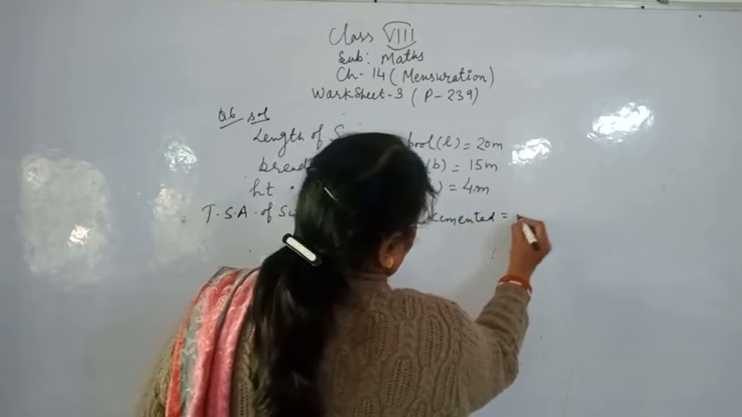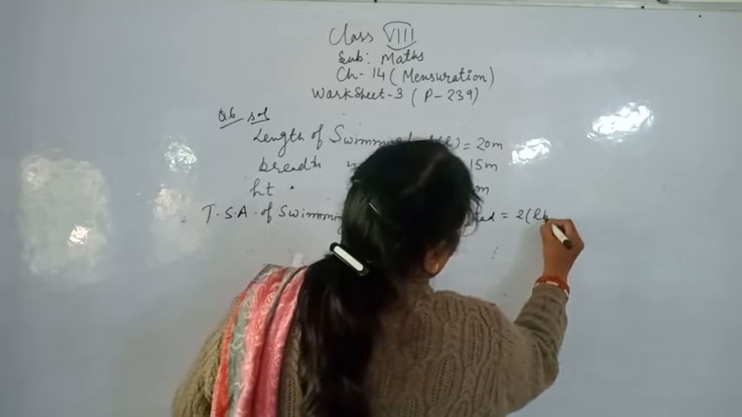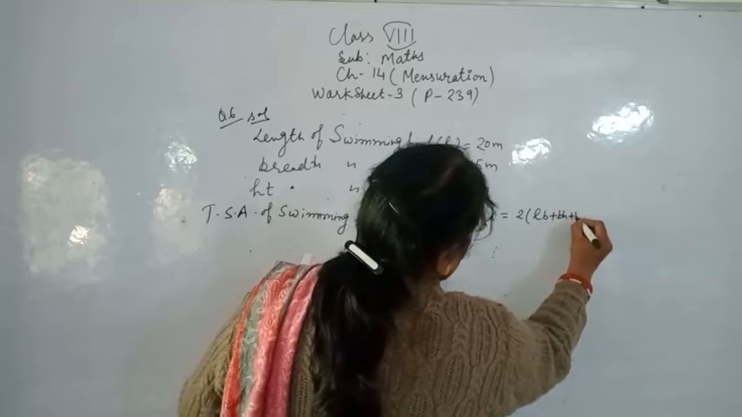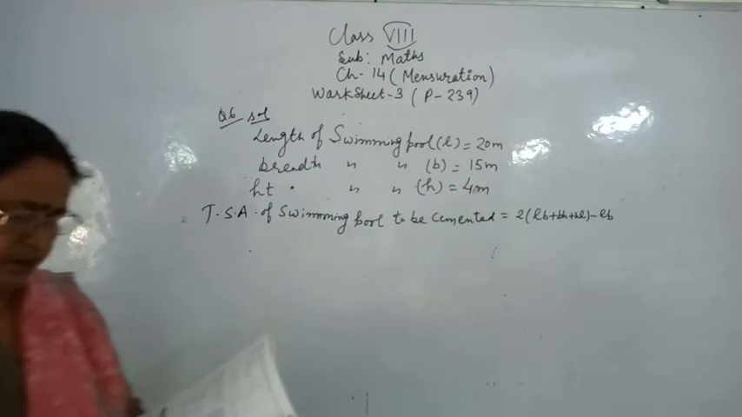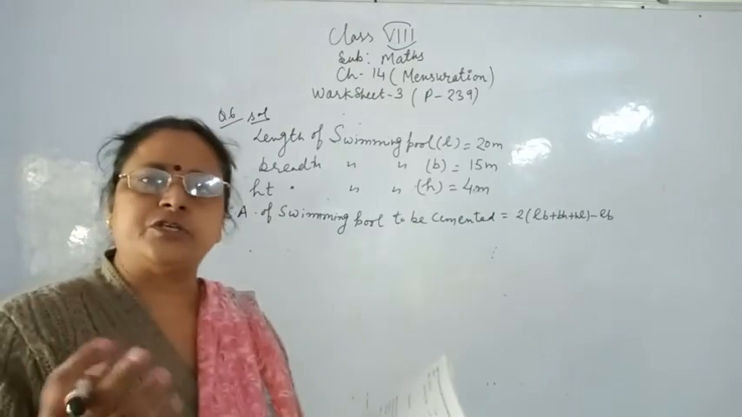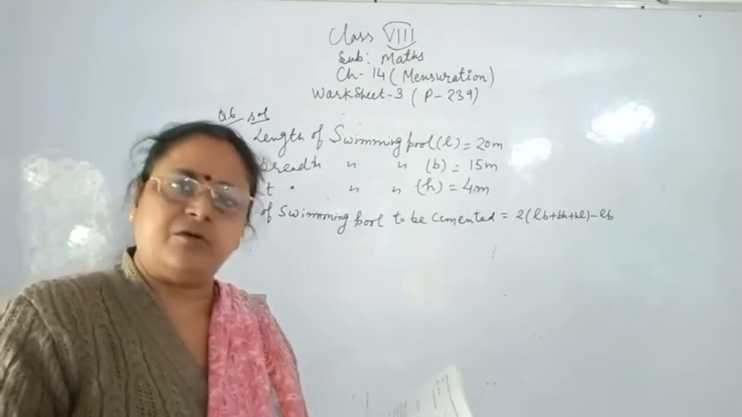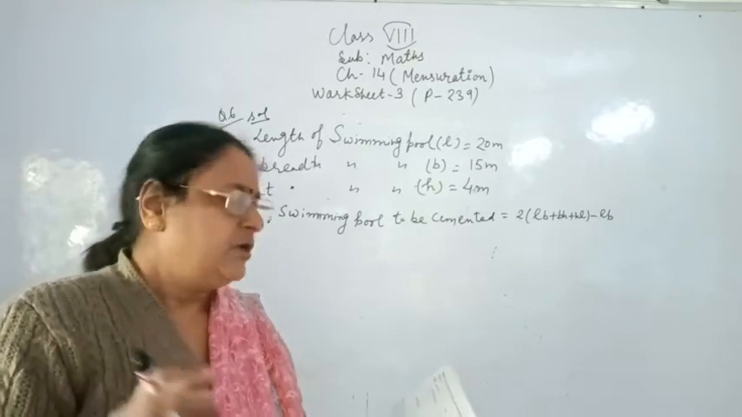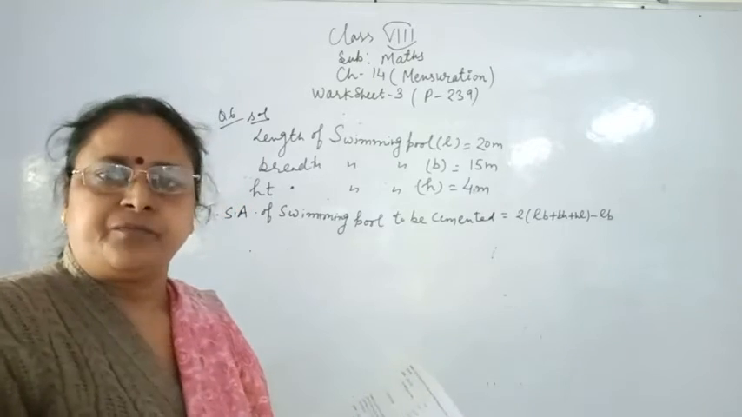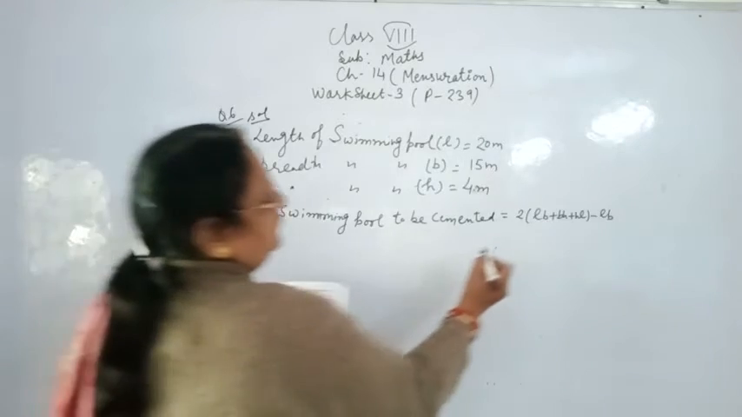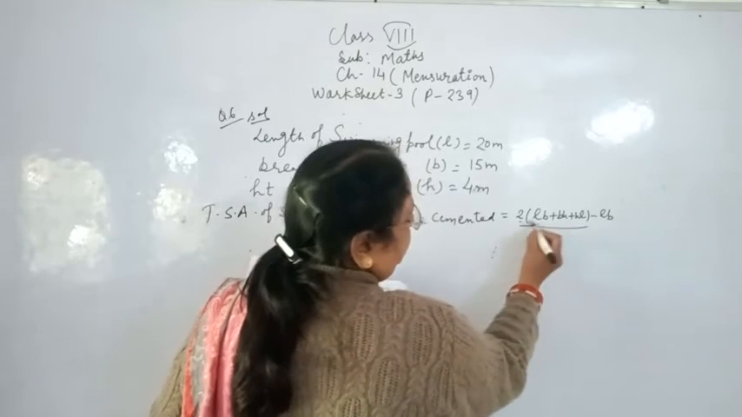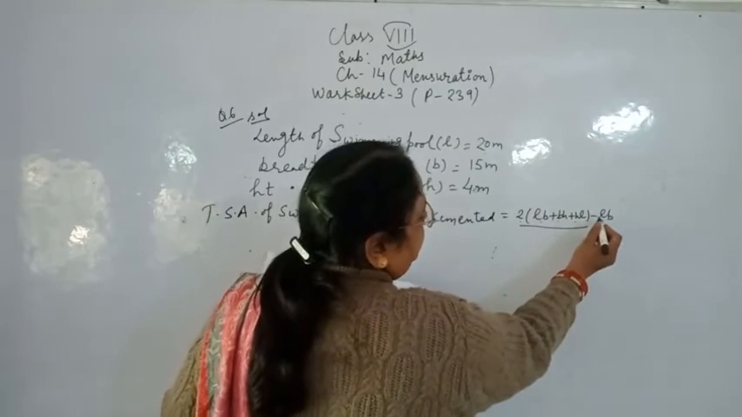It is equal to 2(LB + BH + HL), and we will subtract LB from here, because the ceiling portion, the topmost part where the water is filled, we will not take. Only the floor and the 4 walls, 4 sided walls. So we will first write the formula for total surface area, 2(LB + BH + HL), and subtract 1 floor.